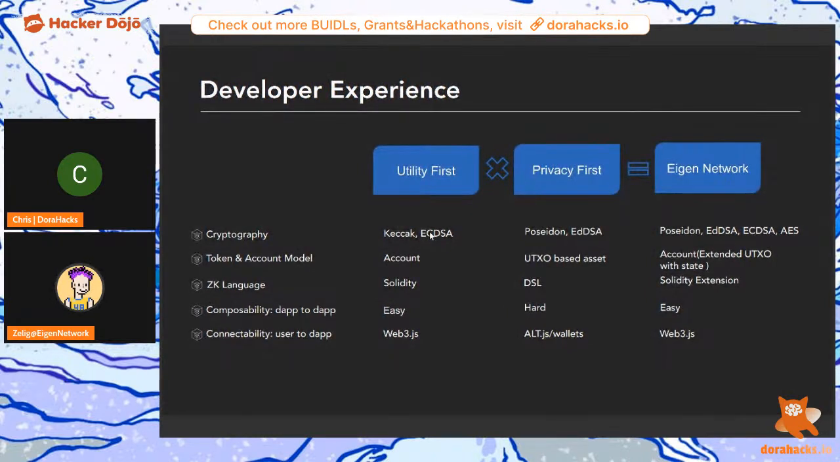We know that privacy was not considered at the beginning of the blockchain design. In the later stage, many blockchains like Monero that focused on privacy functions have been derived, and the user experience of these blockchains is not very good. So we pay great attention to the combination of utility and privacy, and we made a good trade-off. We support Poseidon, EdDSA, ECDSA, AES, and adopted an account model extended with UTXO with the state. At the same time, we also support Solidity and have good composability.